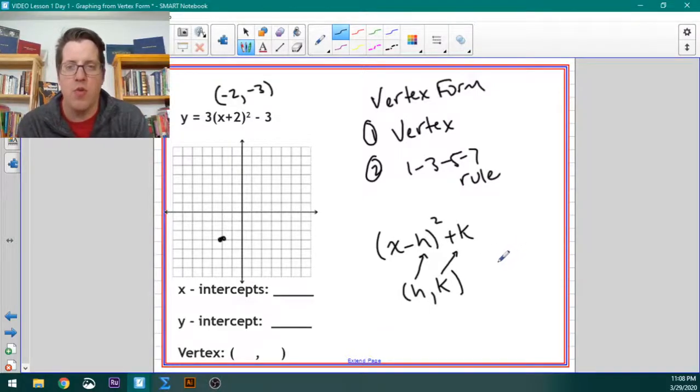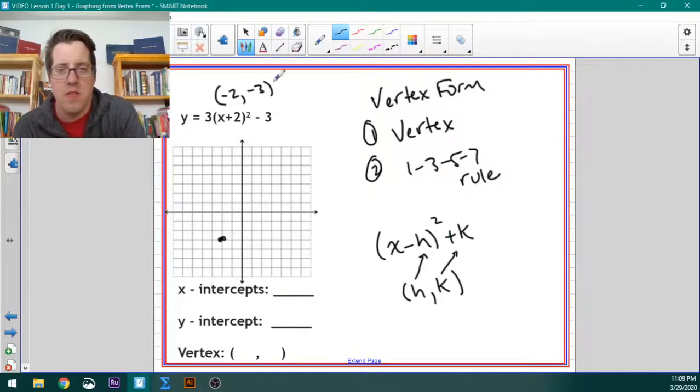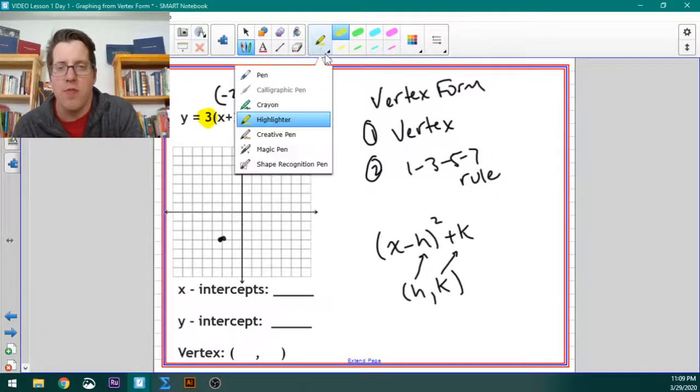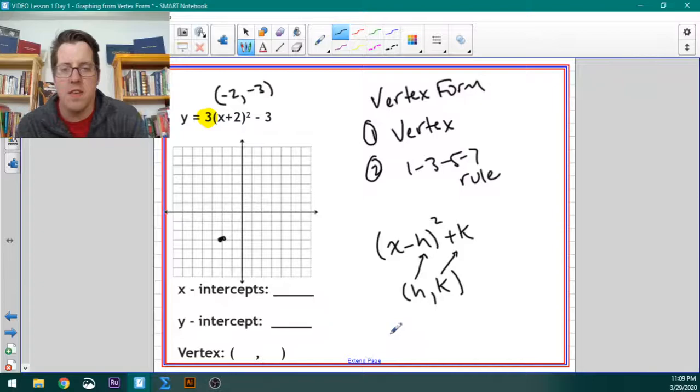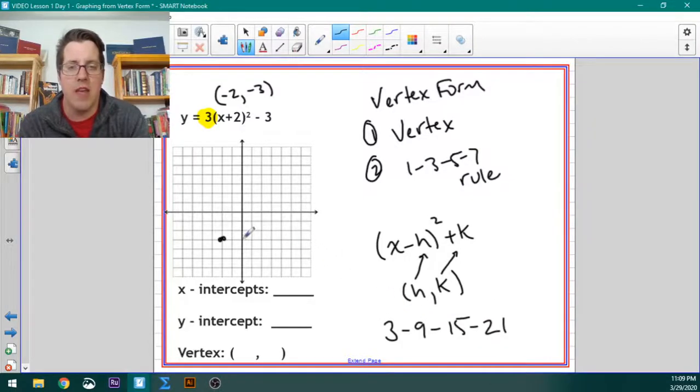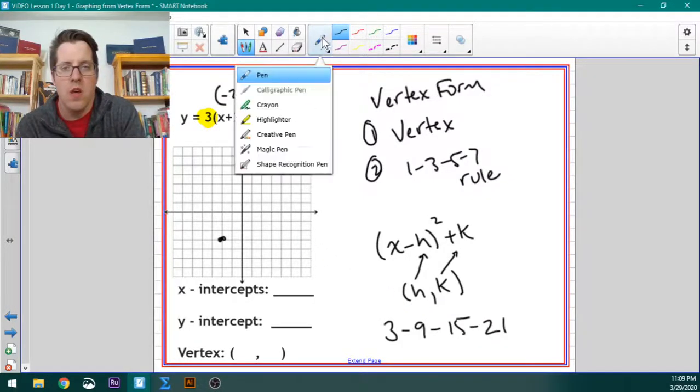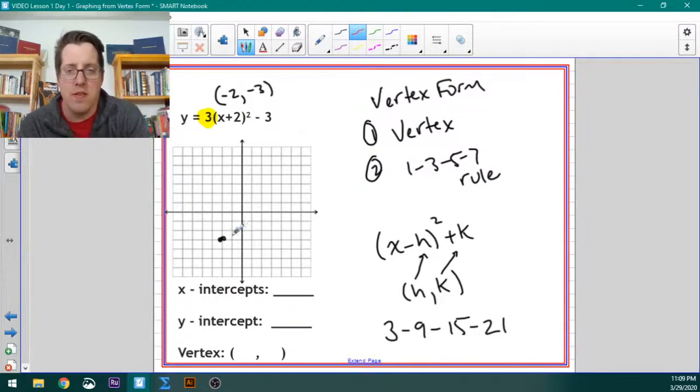Now the 1, 3, 5, 7 rule is always the steepness multiplied by 1, 3, 5, 7. The steepness is the number in front of the parentheses. So in this case, our changes would be 3, 9, 15, 21. The bigger those numbers are, the less likely they will be to fit on the graph. So what I mean by the changes is every time you take a step over, you move up corresponding to these numbers. So your first step over from the vertex is up 3.